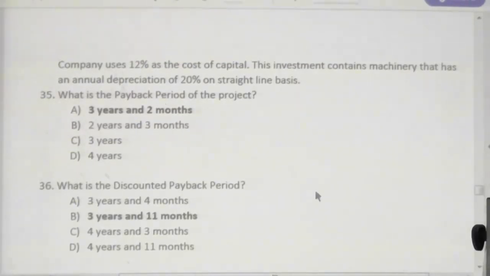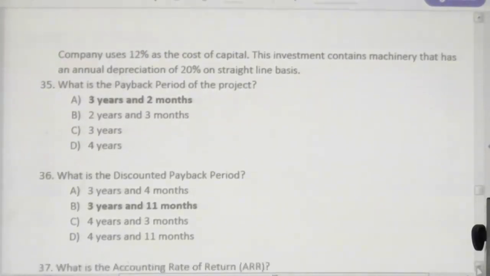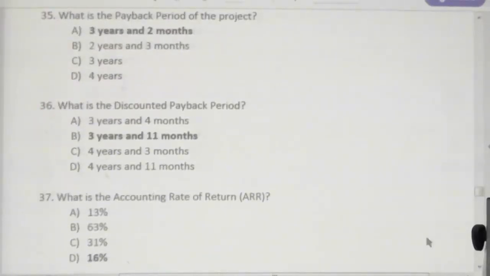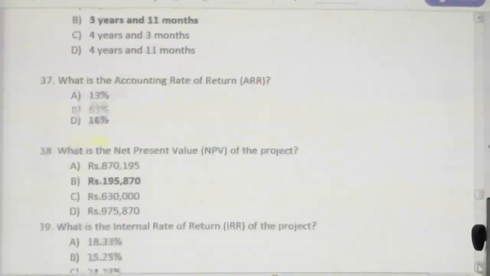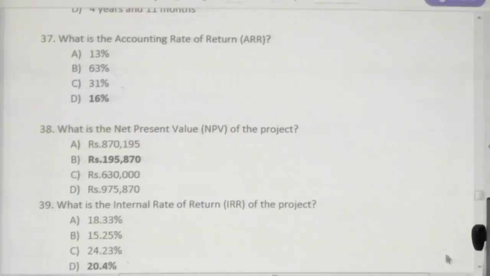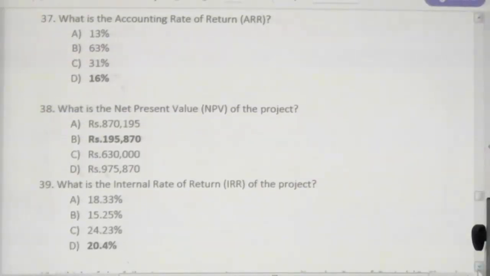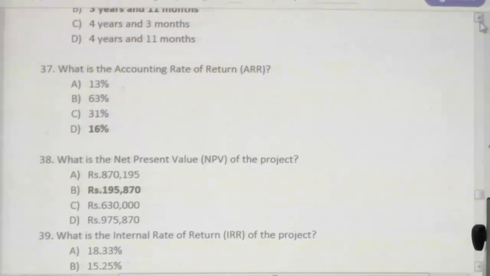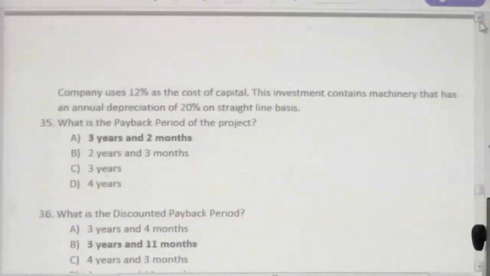Question number 1, payback period, that is 35. Then 36, discounted payback period. 37, accounting rate of return. 38, NPV. And 39, IRR. Right? All the 5 methods they requested you to do. Let's calculate all these 5 answers using this information. However, to do these things you have only 12 minutes.